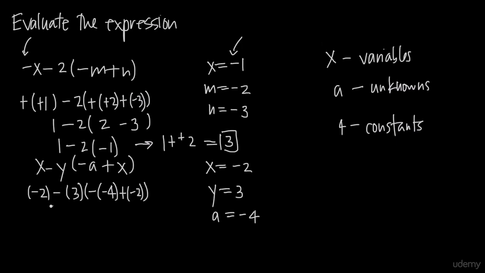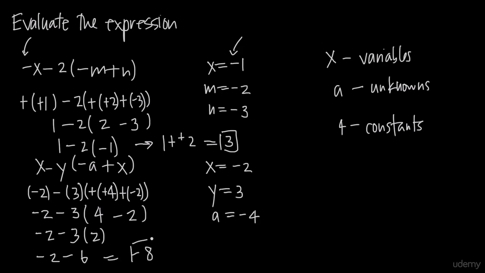We can bring this negative negative 2 outside of the parentheses, so we'll get positive 2, and then minus a positive 3 times the quantity here, negative negative 4 becomes positive 4, and then plus a negative 2 becomes just a minus 2. Now we'll get 2 minus 3 times the quantity 4 minus 2, which is 2. That'll give us 2 minus 3 times 2 is 6. And then 2 minus 6 is going to give us a negative 4. And that'll be the answer we get when we evaluate this expression, given these values for the variables and the unknown.